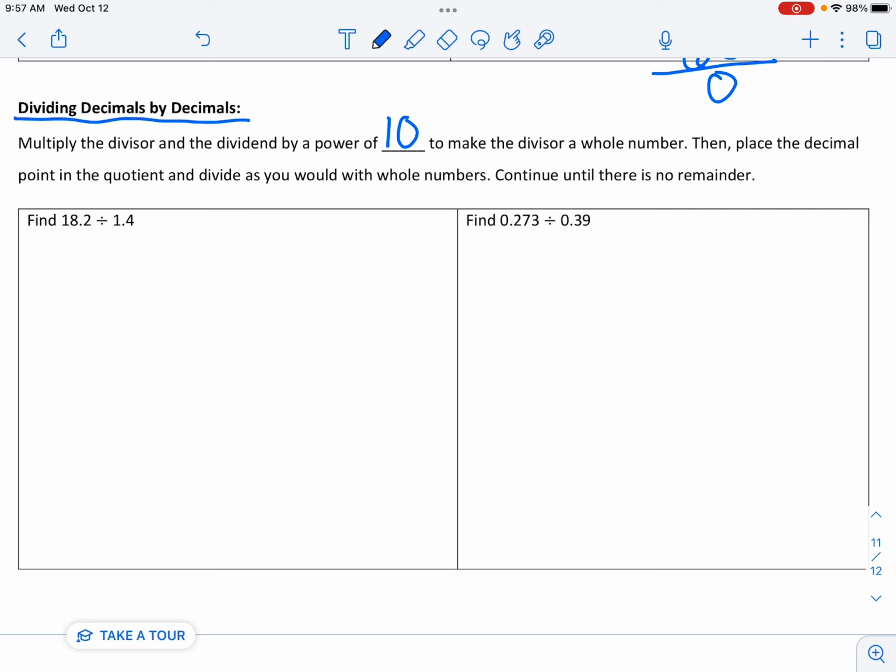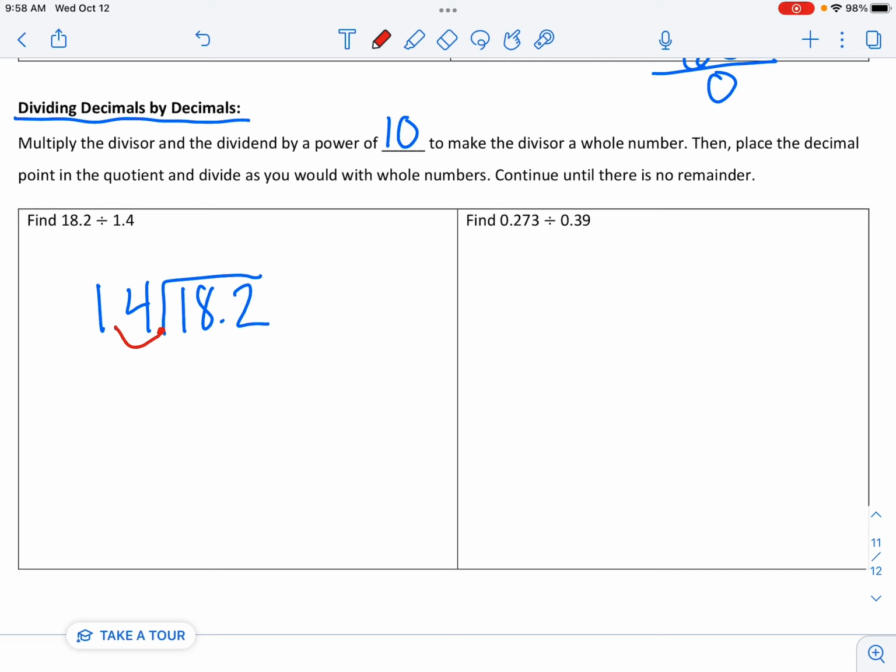Okay, so I'm going to write this out. We have 18.2 divided by 1.4. You cannot divide by a decimal. We need to make this a whole number. So when it says multiply by a power of 10, it means move the decimal however many times you need to. That's because 1.4 times 10 is 14. So moving your decimal once is the same as multiplying your divisor by 10.